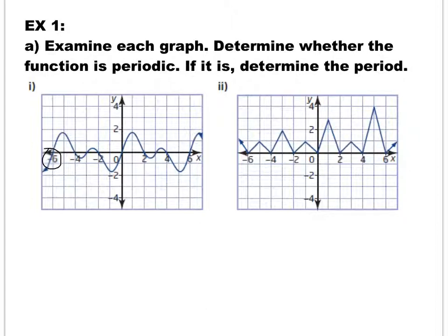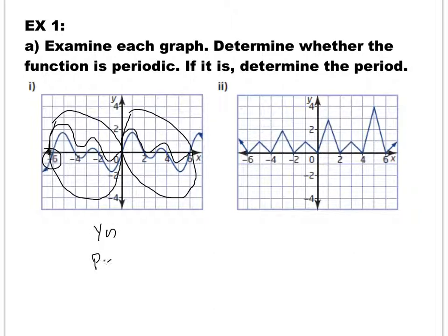Let's see why. If you look at this part of the graph and this part of the graph, you can see they are duplicating each other. This starts from here and goes up, down, up, and then to 0. The same thing happens to this guy. Now, to find the period, just find the difference between the time of the start and end. So 6 minus 0 is going to give you 6. So you say, yes, this is periodic, and the period here is 6 seconds.